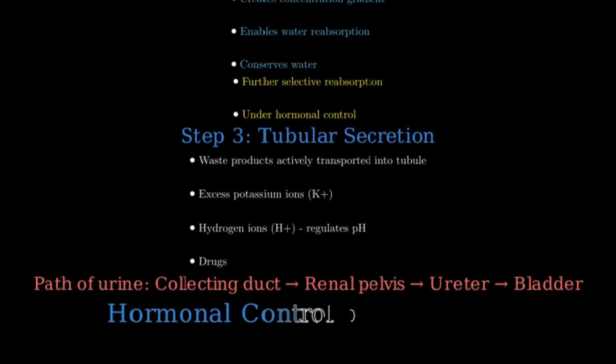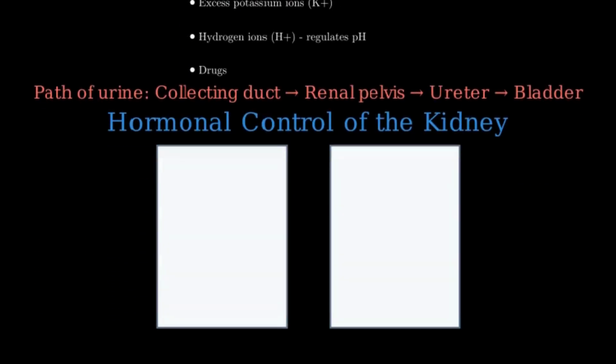The kidney doesn't work alone. Its function is fine-tuned by 2 critical hormones, ADH and aldosterone. Antidiuretic Hormone, or ADH: think of ADH as the water-retaining hormone. The stimulus for ADH release is dehydration, when there is low water in the blood.